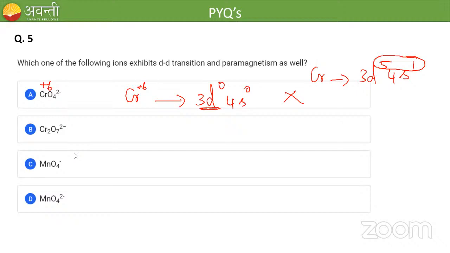So in the second compound, Cr2O7 2 minus, it is dichromate ion. Again, the configuration is +6. Again, the case is the same. So this compound also cannot exhibit it.